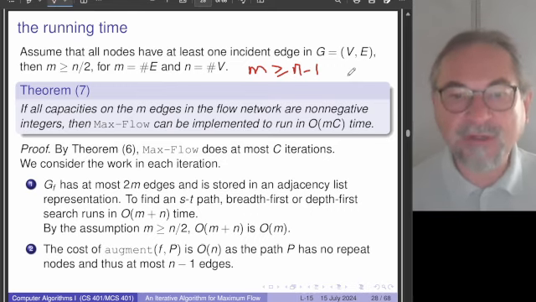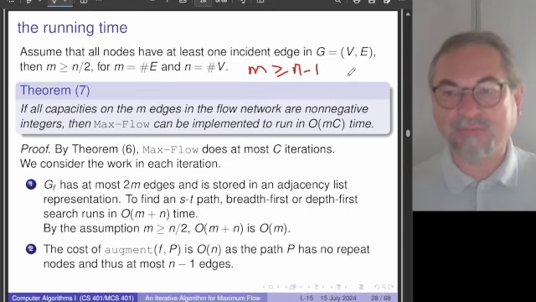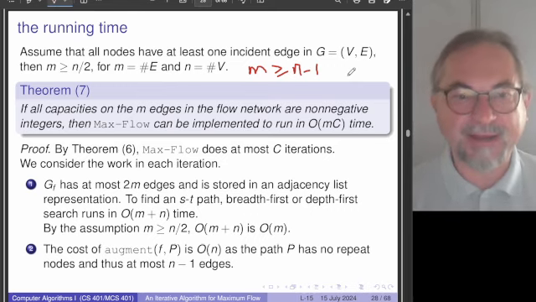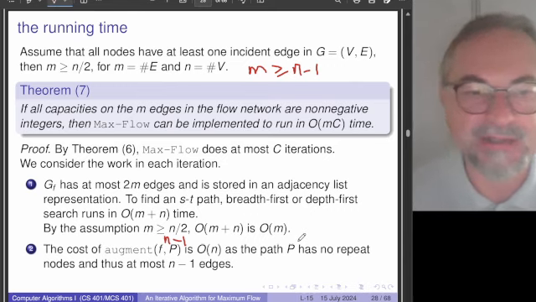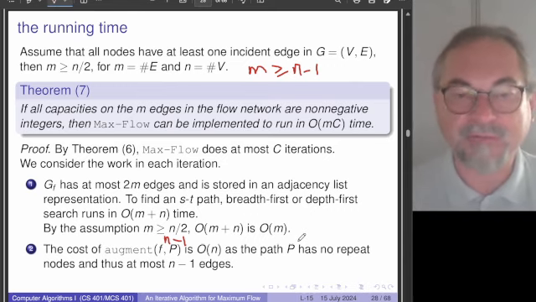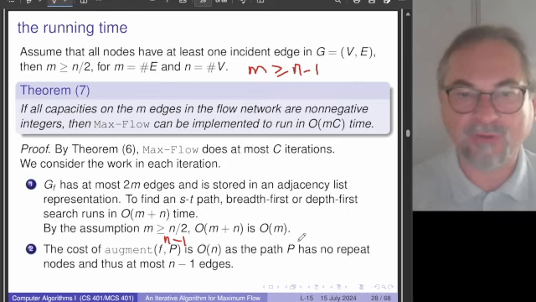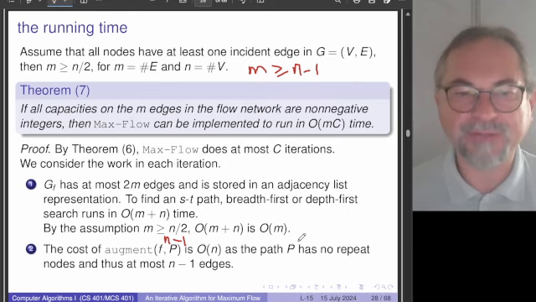And we run the breadth first or the depth first search to find a path from source to sink. That's an algorithm that one of the earlier algorithms we considered, which is also considered in any data structures course. By the assumption, the number of edges is at least n minus 1 because the graph is connected. Therefore, we can bound that breadth first or depth first search by the number of edges.